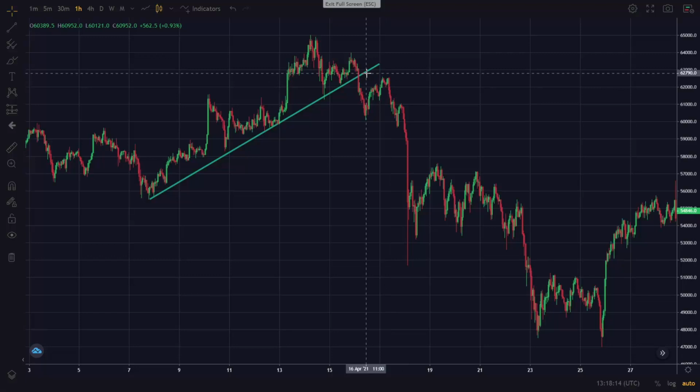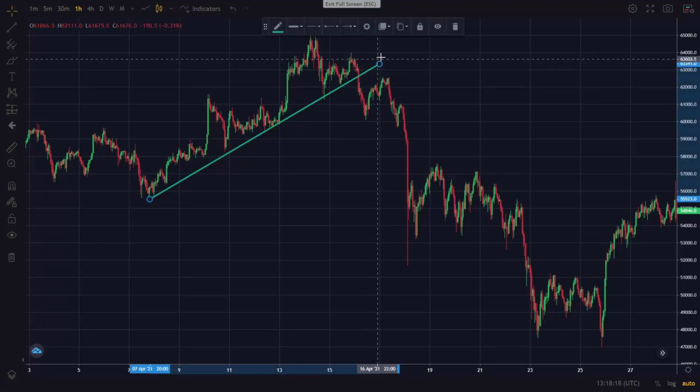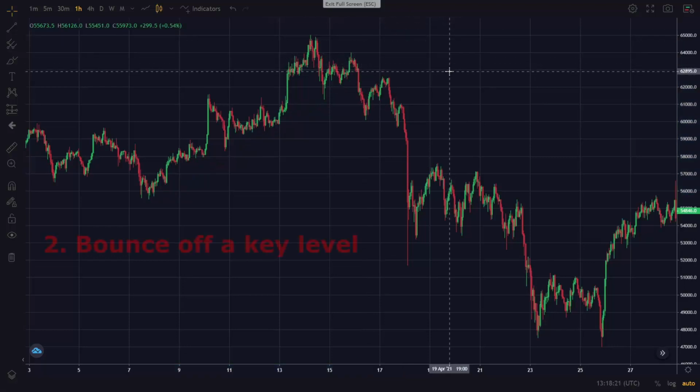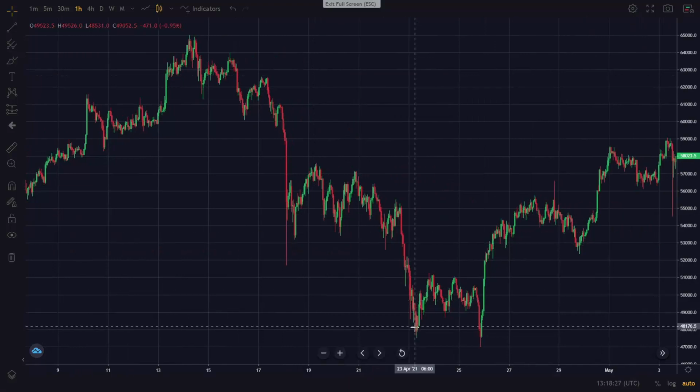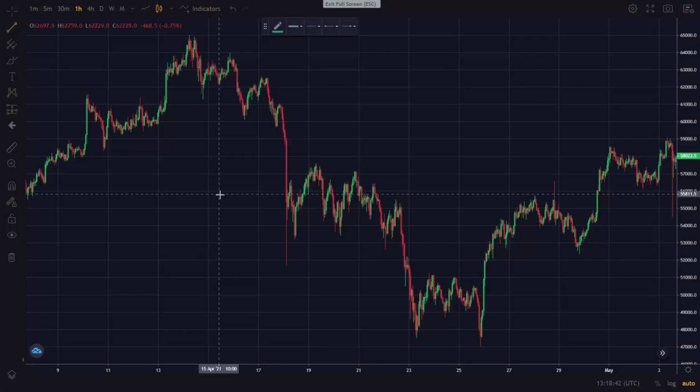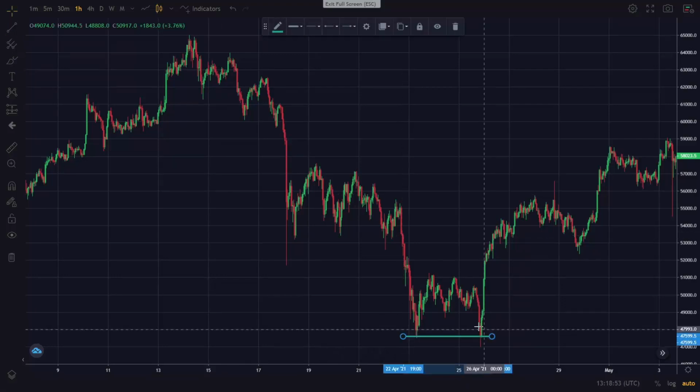Now, other than that strategy, we can move on to the next strategy, which is known as bounce off a key level. A key level is basically an area where price comes and bounces off, either a resistance or support. Here we can see a support at this level. Price bounced off this level, so we can draw a support line to show this area of support. Price comes and bounces off this level, goes back up and bounces off this level again. But this is not what we're going to use to confirm a reversal.